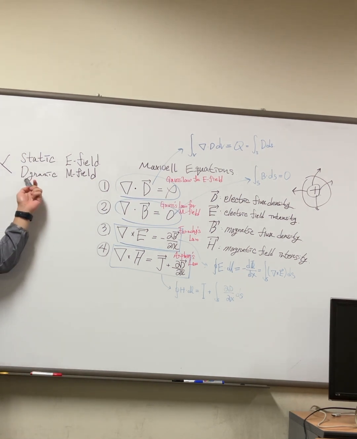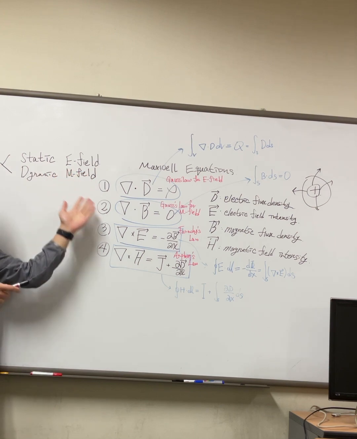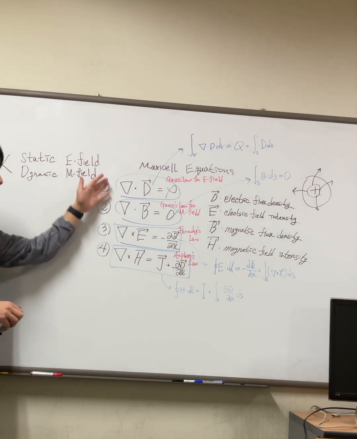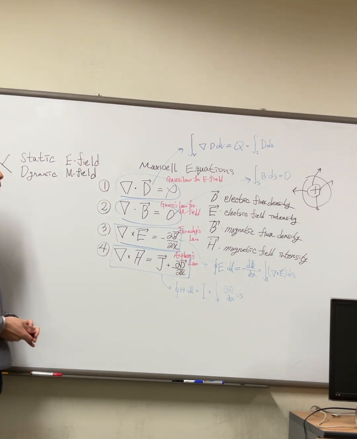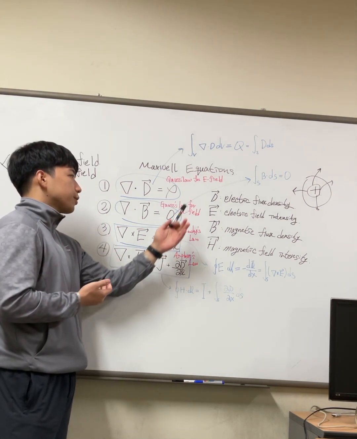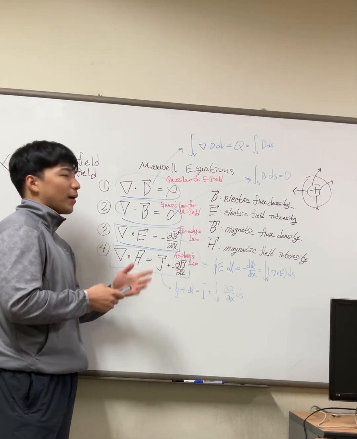Then dynamic electric field and magnetic field are similar to static electric field and magnetic field. But there is some difference between the static and the dynamic. We will talk more deeply about this when telling the Maxwell equations. First, I will introduce the names of the vectors.